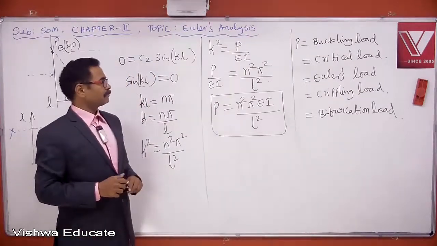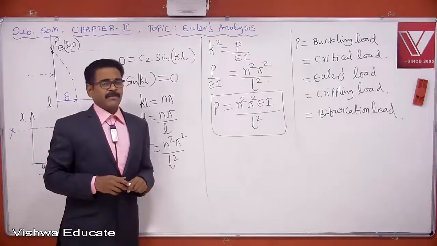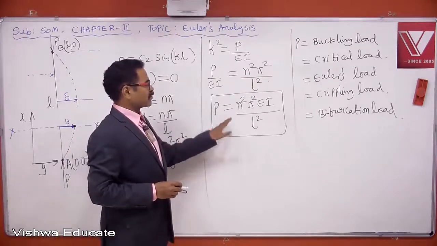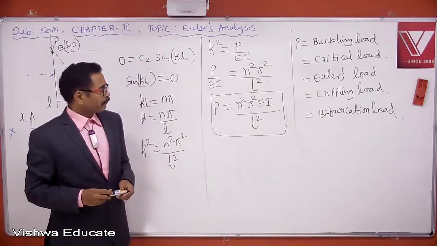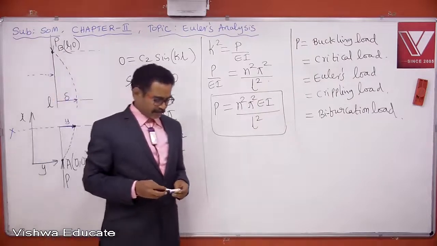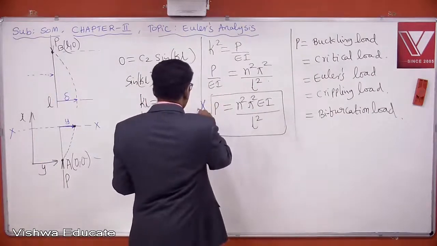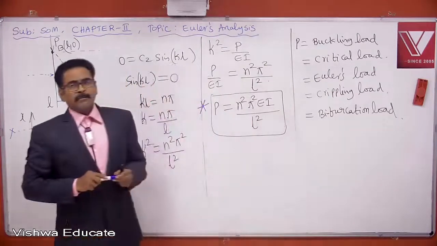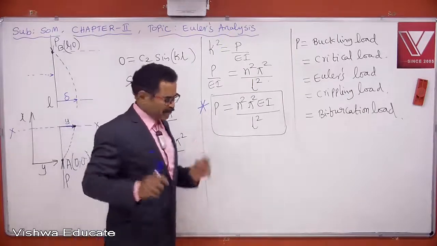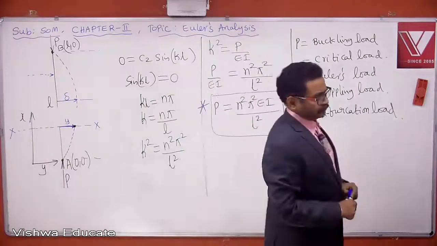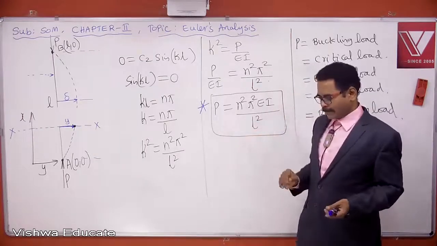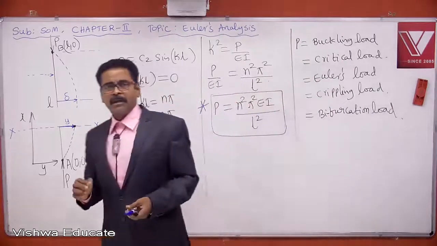So we derived a formula. When a column is pin jointed on both ends like this, the critical load of column is given by n square pi square EI by L square. So this is one of the important formulae in SOM. Many GATE questions came on this formula. They are coming regularly. Again in coming GATE exams, they may give another question on this formula. Let us try to examine this formula.